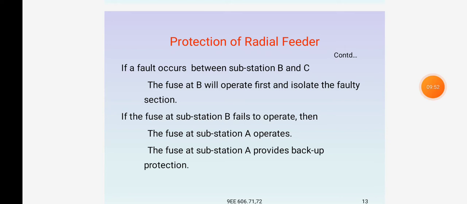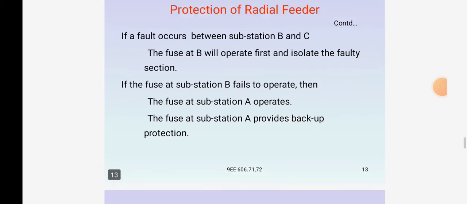If a fault occurs between substation B and C, the fuse at B will operate first and isolate the faulty section. If the fuse at substation B fails to operate, then the fuse at substation A operates. The fuse at substation A provides backup protection.